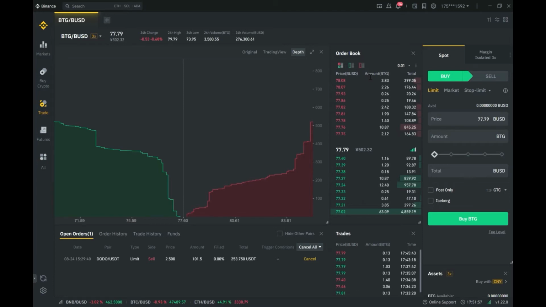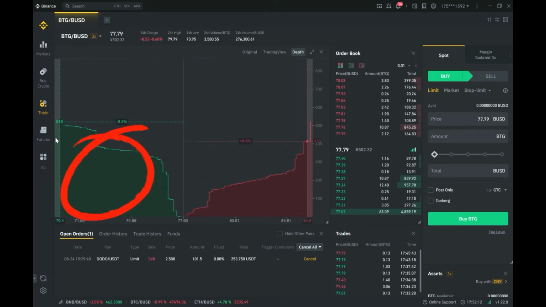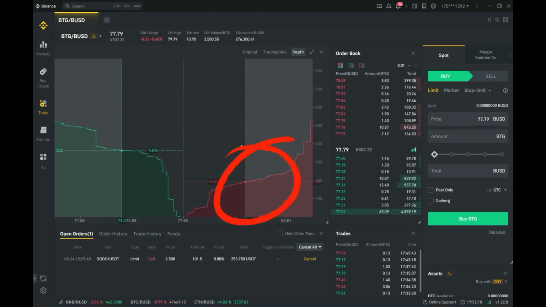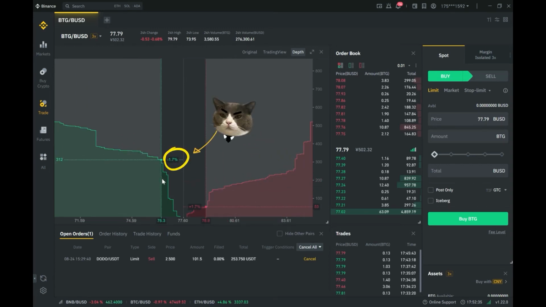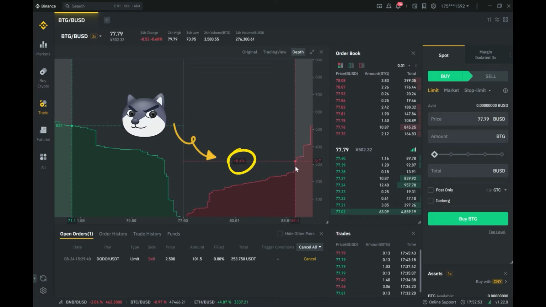Now, I will use the depth chart on the left to demonstrate the correlation between slippage and the liquidity depth. In this depth chart, the x-axis represents the price of orders, and the y-axis represents the quantity of orders. The green area on the left represents the buy orders, and the red area represents the sell orders. According to the depth chart, when the total quantities of buy orders is around 300, the slippage is negative 1.7%, and when the total quantities of sell orders is around 300, the slippage is plus 8.4%.